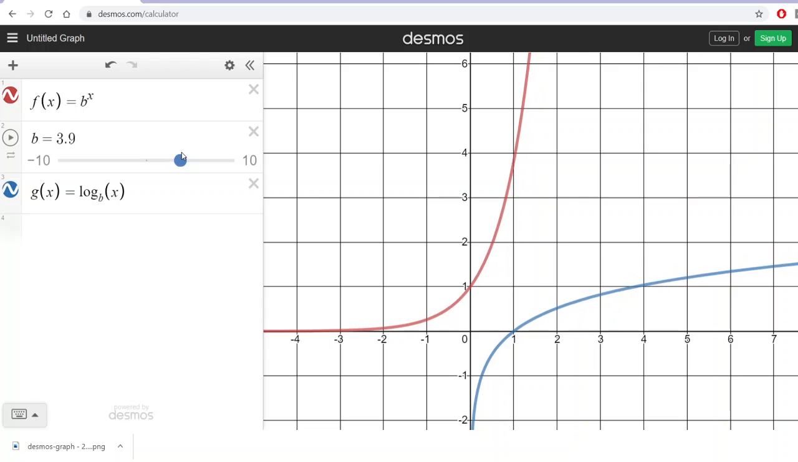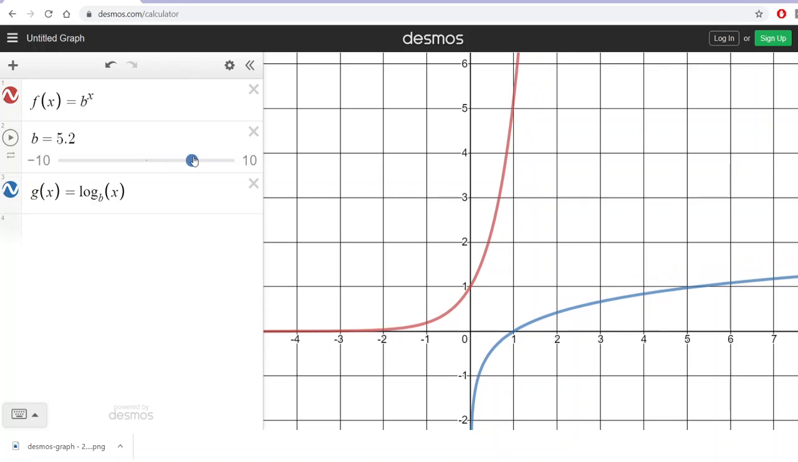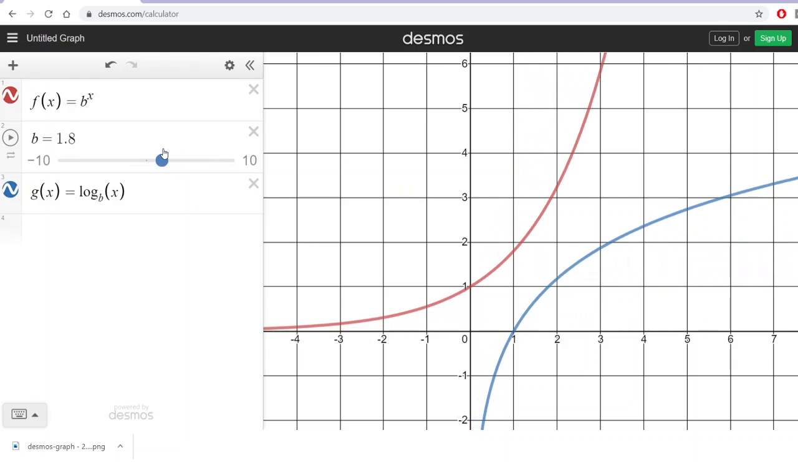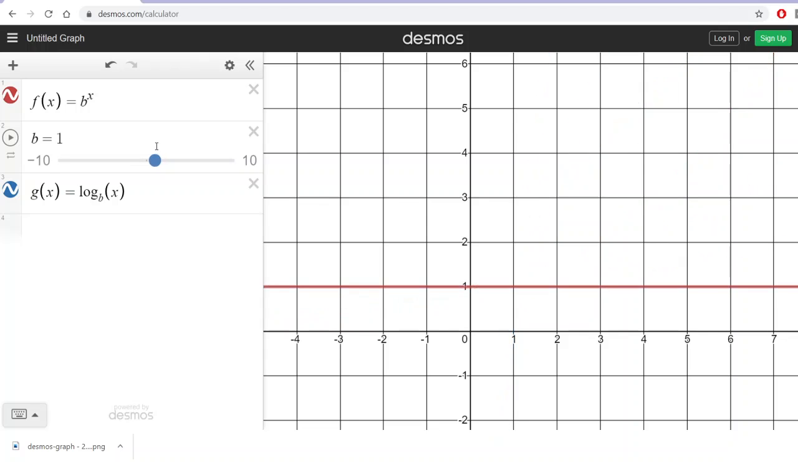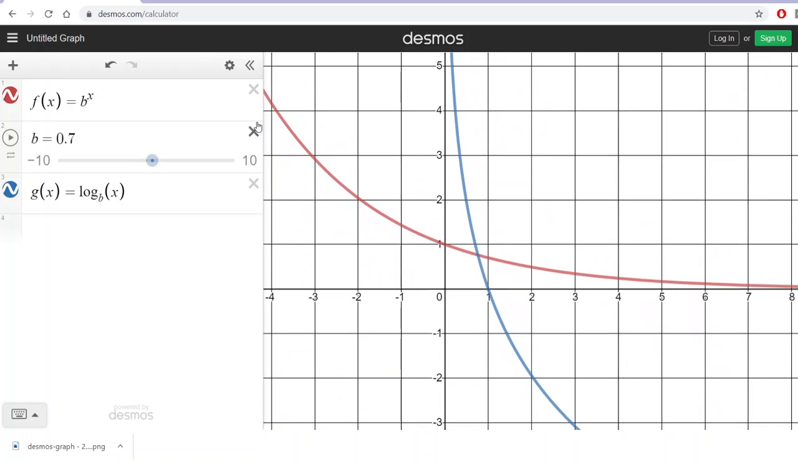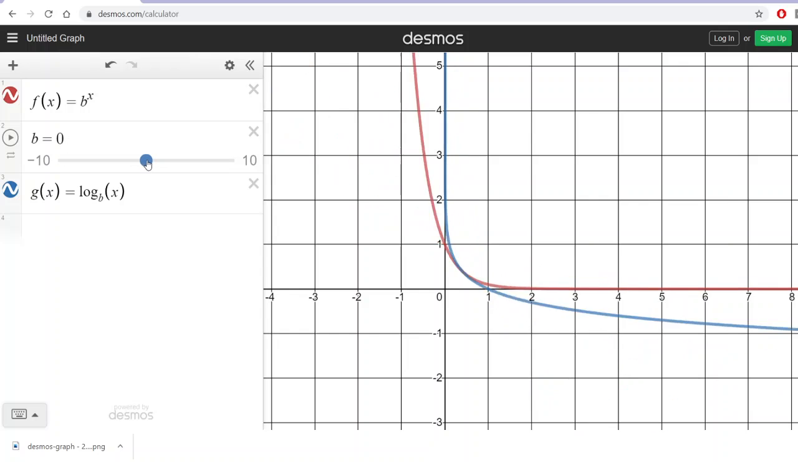So the bigger the base, the steeper the exponential function gets, and the less steep the logarithmic one gets. And then if I drag the base to be a number that is less than 1, something like this, we see that the exponential function has that other shape. And similarly, the logarithmic function also has a reverse shape. And then if I try to make the base negative, they both disappear, because as we mentioned earlier, logarithmic functions are also not defined when the base is negative or 0 or 1.